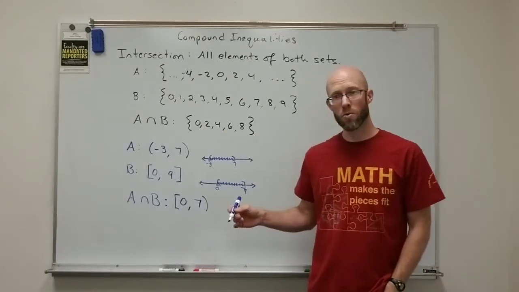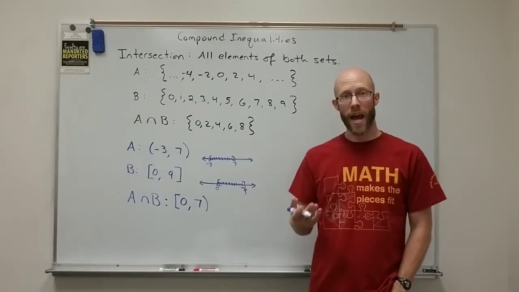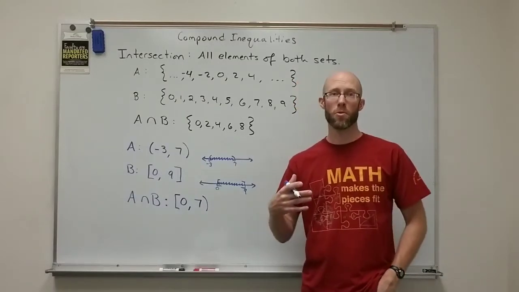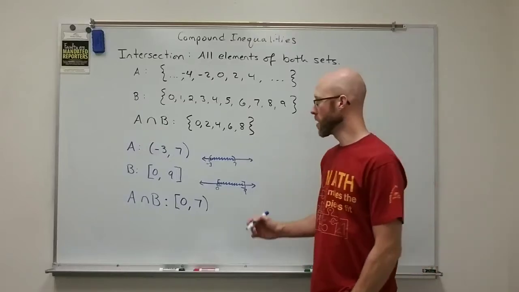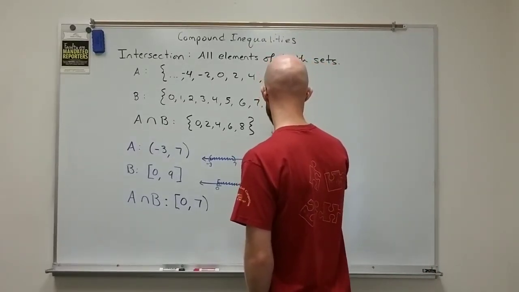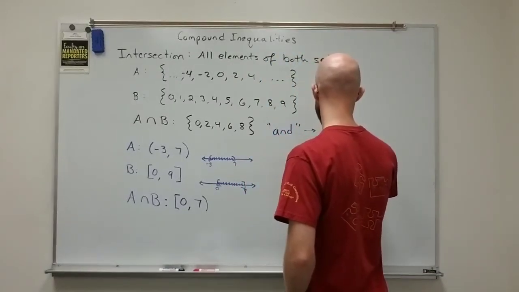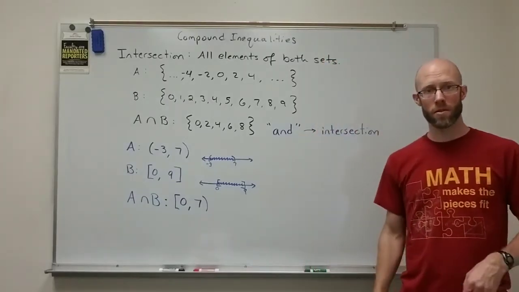Okay. Typically, if we're writing this out in English, we would use the word "and" to represent an intersection. So let's say I want numbers that are in set A and set B. Okay, so the word "and" typically represents an intersection. All right, A and B, for instance.